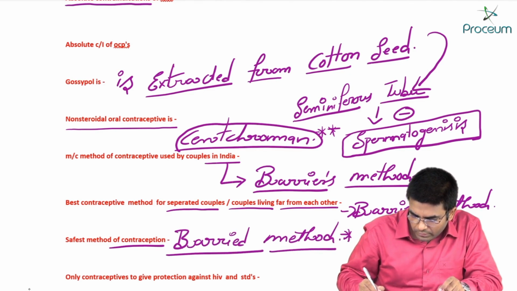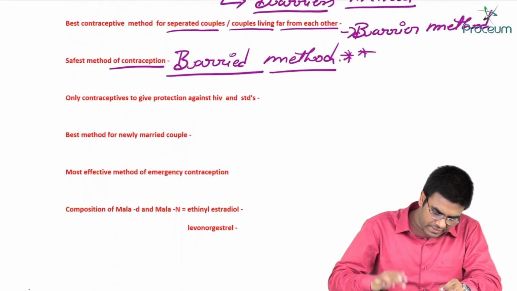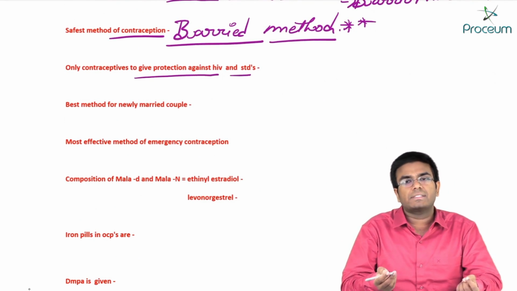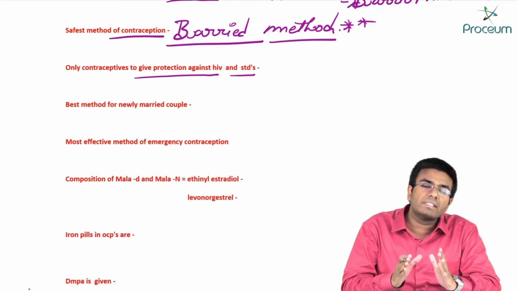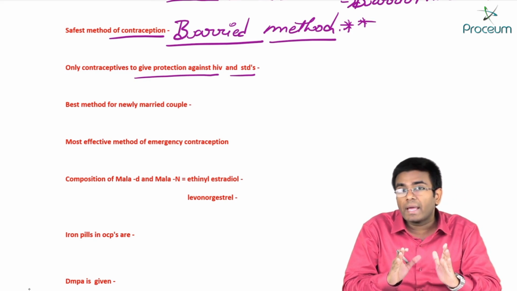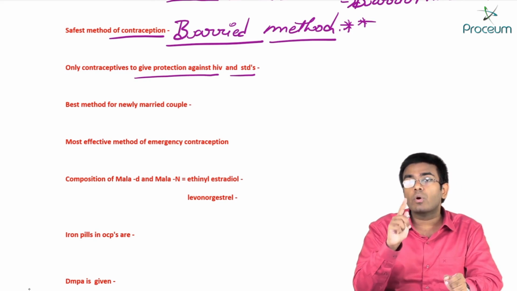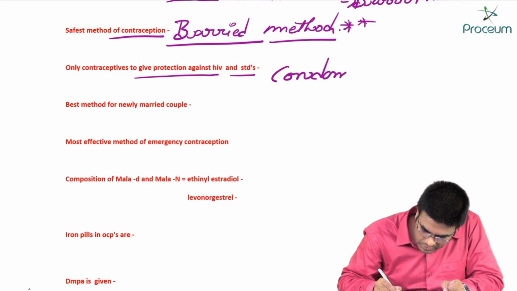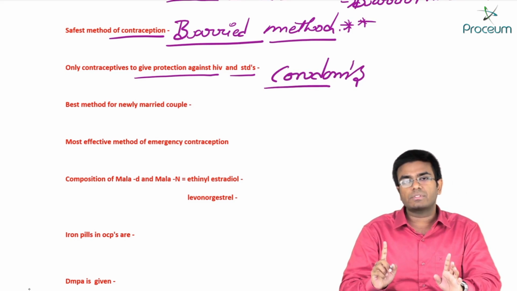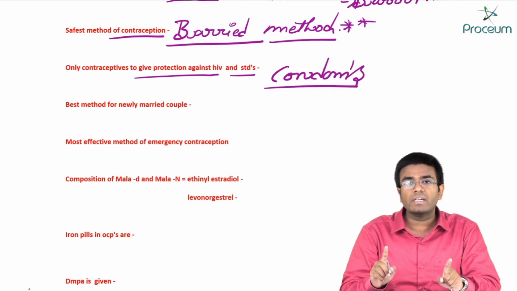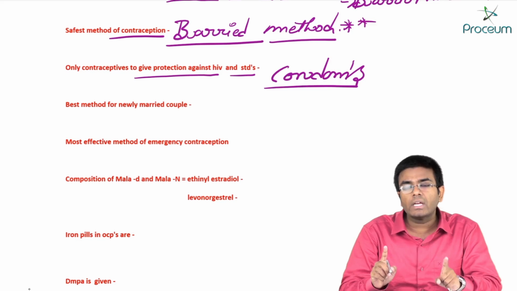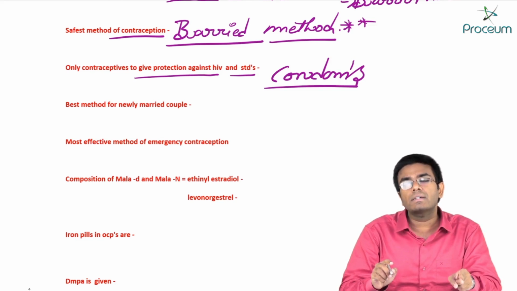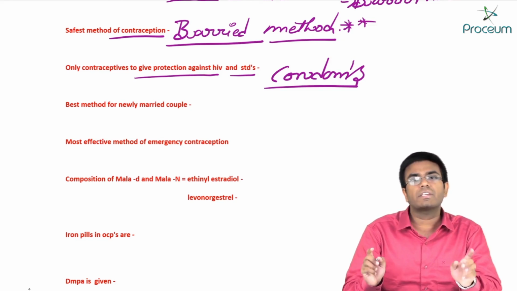Very, very important. After this, let's see the only contraceptive to give protection against HIV or STDs. Which method will prevent sexually transmitted diseases? Barrier method. That too in barrier methods, it's only condoms. Not all barrier methods will prevent STDs. Only condoms are the contraceptives which will prevent sexually transmitted diseases like HIV.